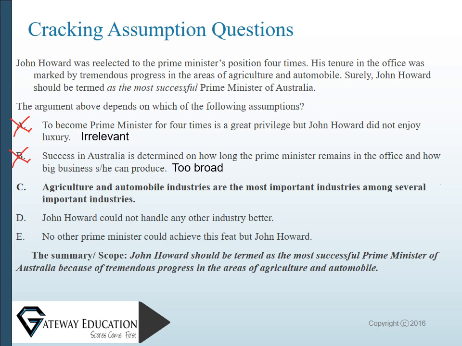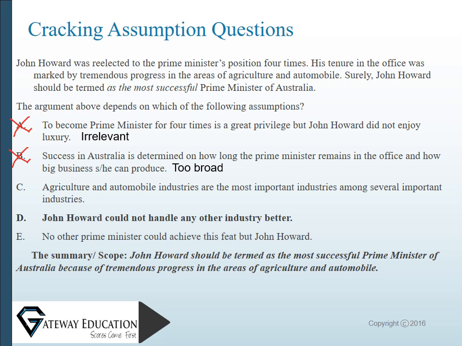Option C: agriculture and automobile industries are the most important industries among several important industries, and therefore he could be termed as the most successful Prime Minister. There is some connection to the summary that we have drawn. It comes very close to the summary, but still we cannot be so judgmental. Let's keep option C and move to D.